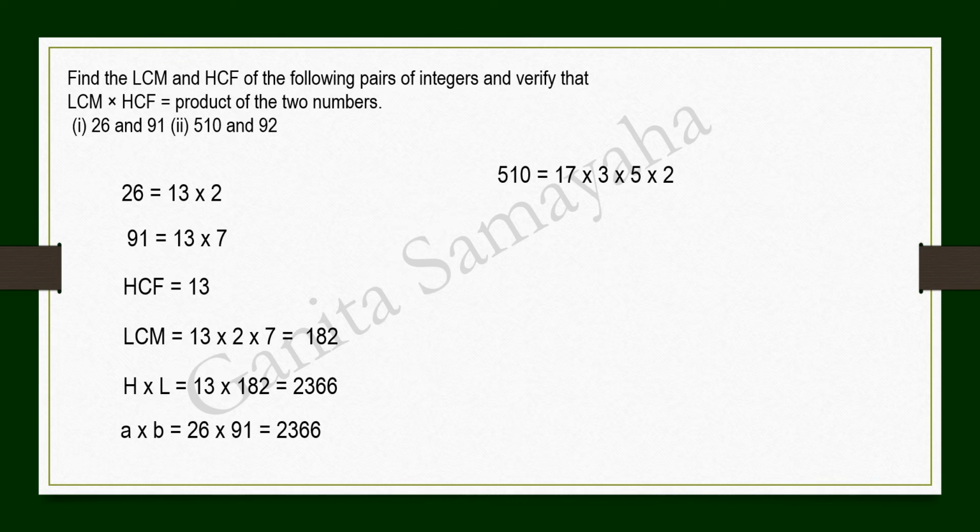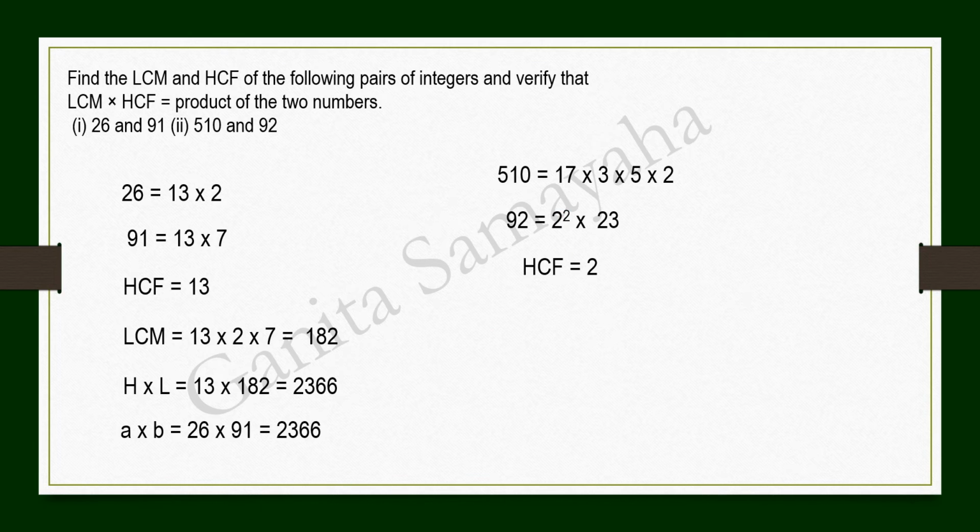Okay, now let us consider 510 and 92. 510 can be expressed as 17 into 3 into 5 into 2, and 92 can be expressed as 2 to the power 2 into 23. Now what is the HCF here, children? HCF is the common factor with the least power. Which is common? 17, 3, 5 and 23 are not common. We have got common only with respect to 2. And here we have to take the least power. Got it, children? So HCF is only 2 to the power 1 and not 2 to the power 2, because 2 to the power 2 is not common to both these numbers. Is it clear? So HCF is equal to 2.